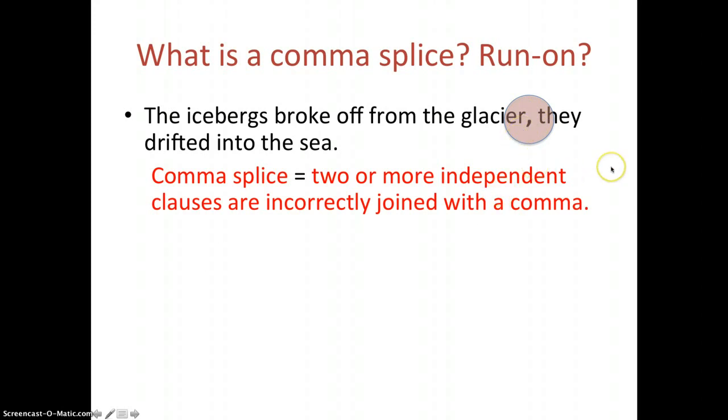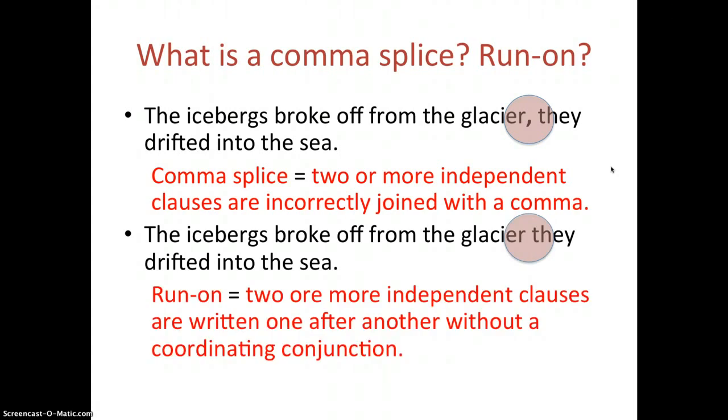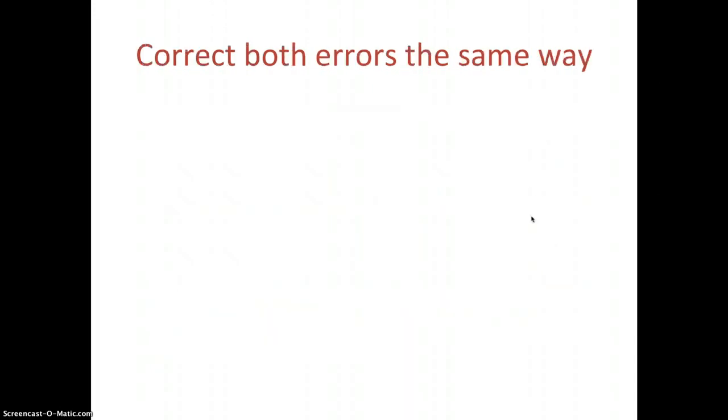All right, so: the icebergs broke off from the glacier, they drifted into the sea. This is an example of a run-on because we have two or more independent clauses written one after another without a coordinating conjunction. The icebergs broke off from the glacier, that's an independent clause. They drifted into the sea, that's still an independent clause, but there's nothing to show us what the relationship is between those independent clauses. So how do you fix them?